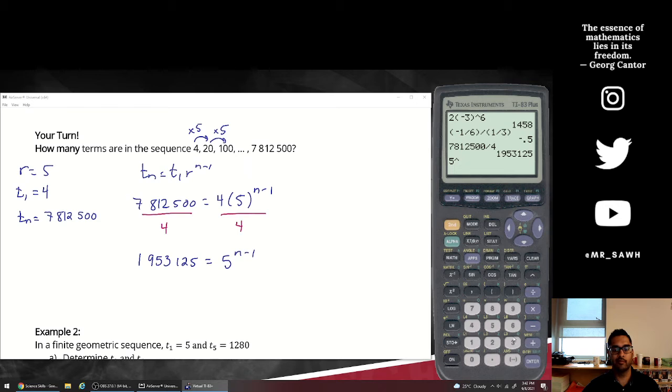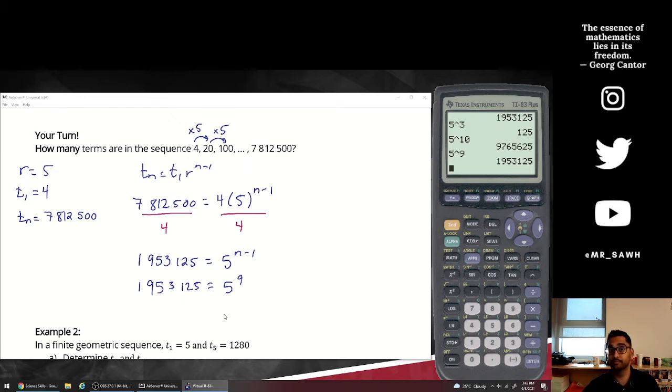And if you think about it, well, 5 cubed isn't enough, right? That only gets me 125. 5 to the power of 10 happens to be way too big, right? So there's a range. So let's try 5 to the power 9. And there's the exact number that I need. So I know that 1,953,125 is equivalent to 5 to the power of 9.